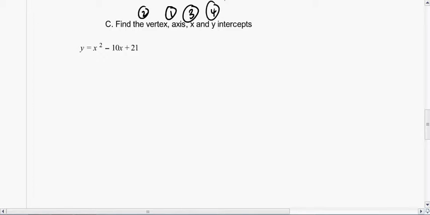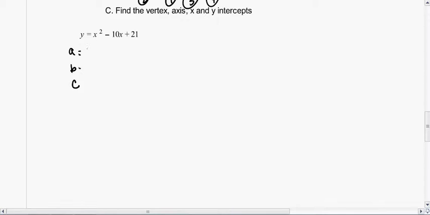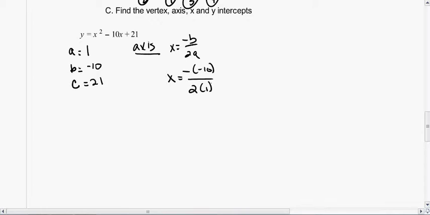Looking for the axis of symmetry means I need to identify A, B, and C from my function. A is the coefficient of the squared term, it's 1. B is the linear coefficient, it's -10, and C is the constant, 21. The axis of symmetry has an equation of the form x equals the opposite of b over 2 times a. Substituting in the values, x equals the opposite of -10 over 2 times 1. The opposite of -10 is 10, divided by 2 is 5, so the axis of symmetry's equation is x equals 5.